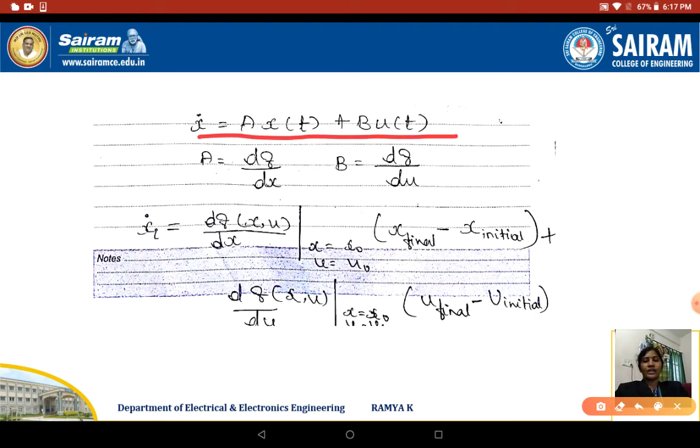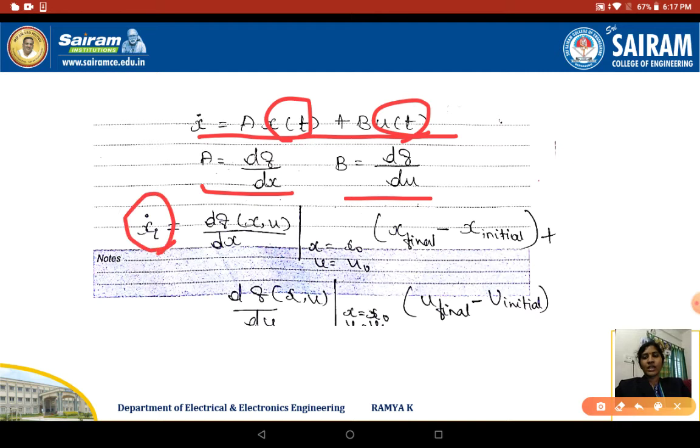And you are writing A as a matrix which is a function of your state variable. So we are going to write A is equal to df divided by dx. B is a matrix which is a function of your input variable, so we write B is equal to df divided by du. So x dot of i is equal to, we have i number of state variables, df by dx, which is a function of your state variable and input variable.